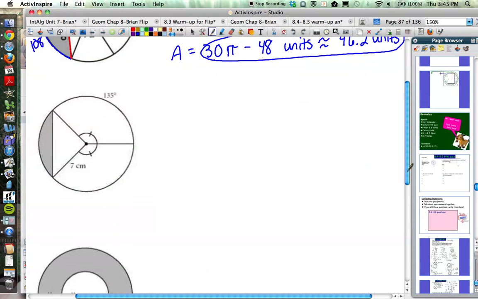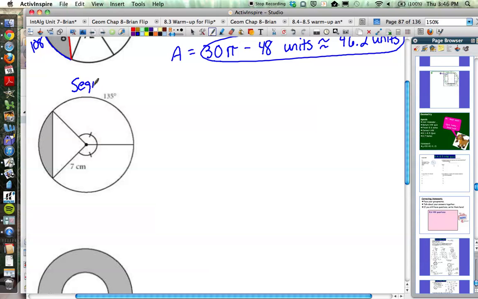Example number 2, or actually 4, is listed on the page here. We have another segment of a circle, and we have a couple other givens here. We've got 135 degrees is this arc measure. Now notice this central angle is congruent to this one over here, so that would mean that this other arc would be 135 degrees. So this arc right here is 135, and then this arc here is 135 degrees.